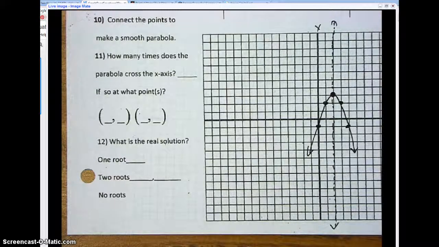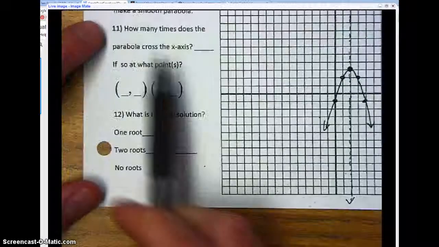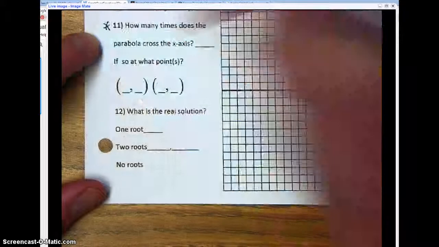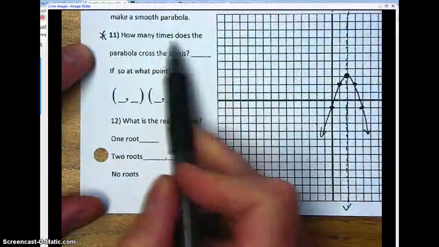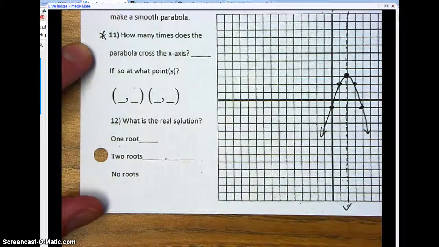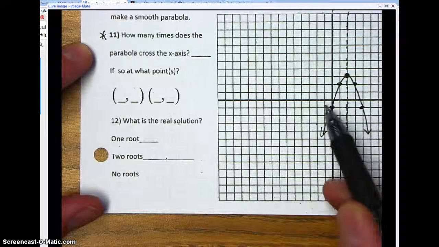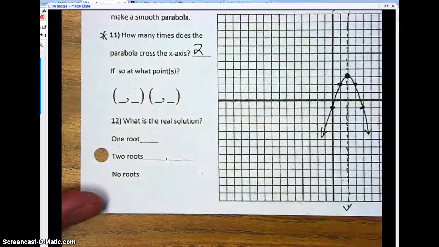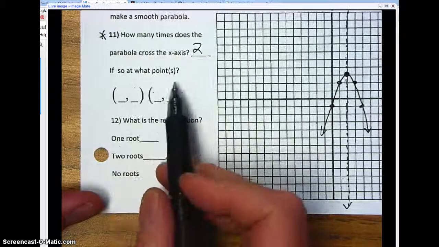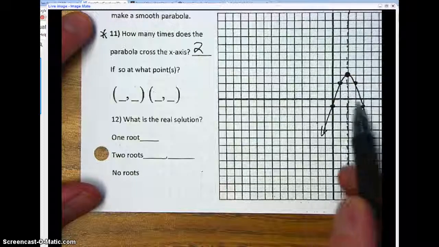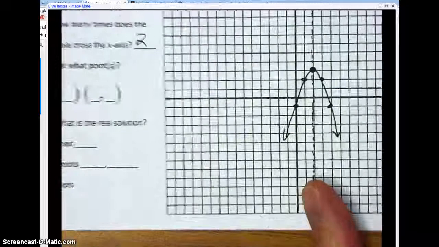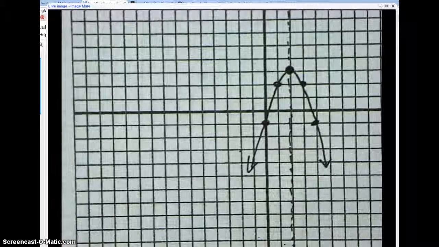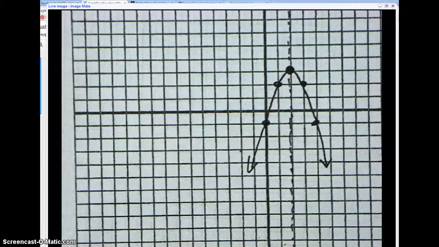But here's the most important part. This is the key to why we're doing chapter 9. How many times does this parabola cross the x-axis? Does everybody see that it crosses it twice? Two. At what point? Can you identify that point even if I zoom in? Does it look like it crosses at a nice neat point or a yucky point? A yucky point is right. A yucky point that happens to be a fraction.